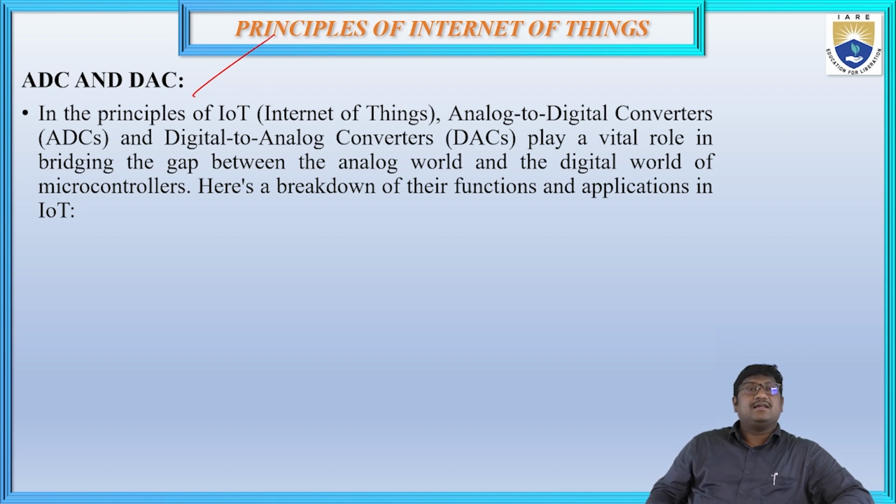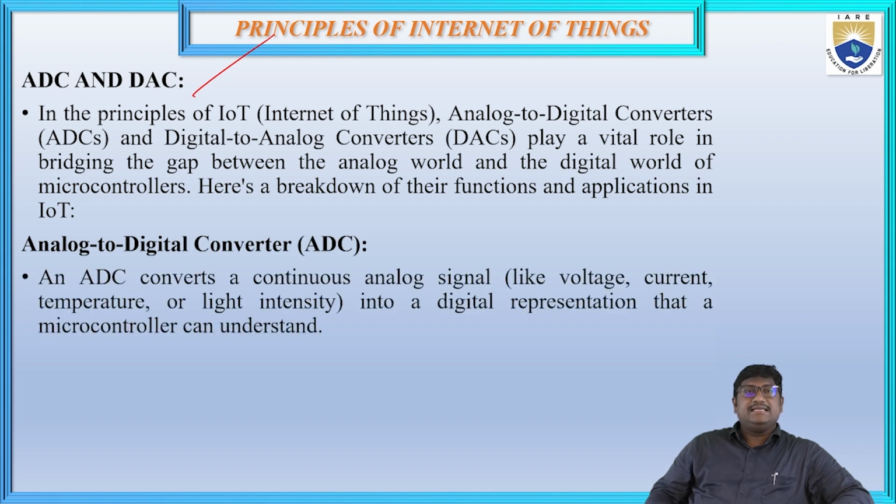ADC, analog to digital converter, and DAC, digital to analog converter. These two play a major role in bridging the gap between the analog world and the digital world of microcontrollers. Now we will see how an ADC converts a continuous analog signal to a digital representation for the microcontroller. Analog signals are voltage, current, temperature, light incident. These signals are converted to digital representation.